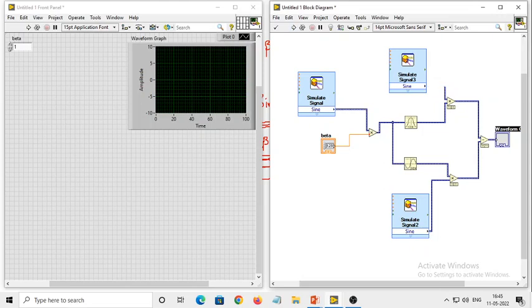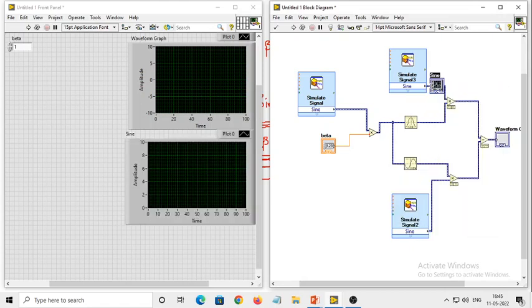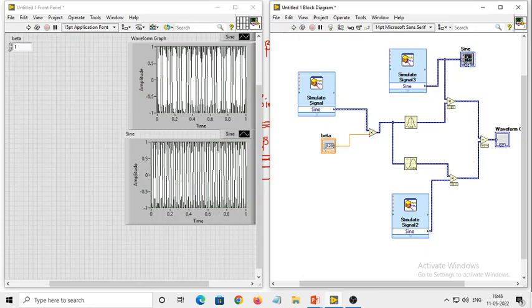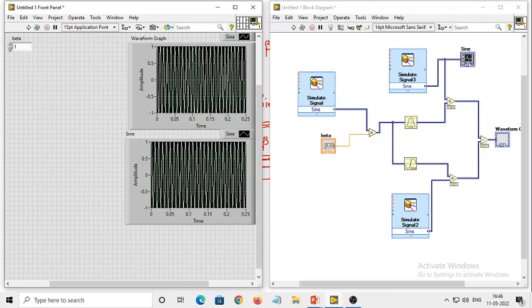Before showing you, I will also plot the carrier. So let me take this carrier, create graph indicator. Okay, now when I press run, I should be able to see FM signal. So it is not clear. Let me zoom in. Okay.